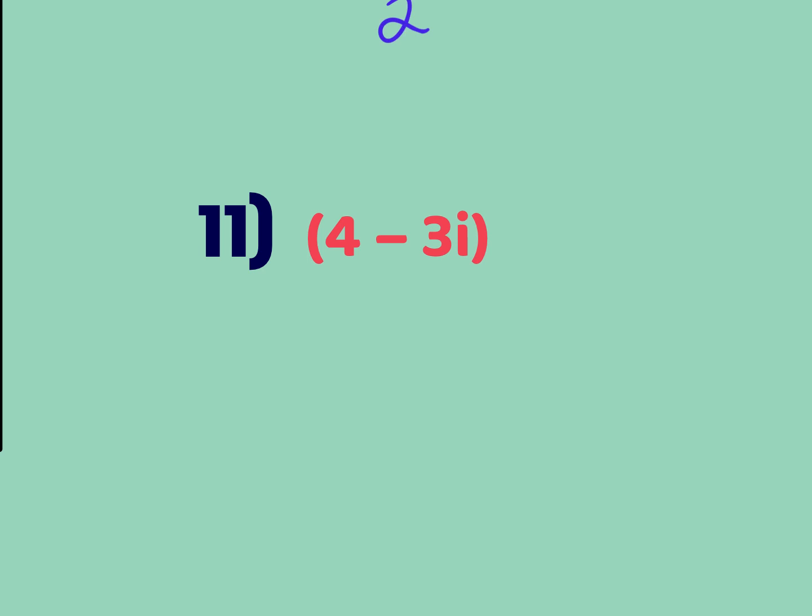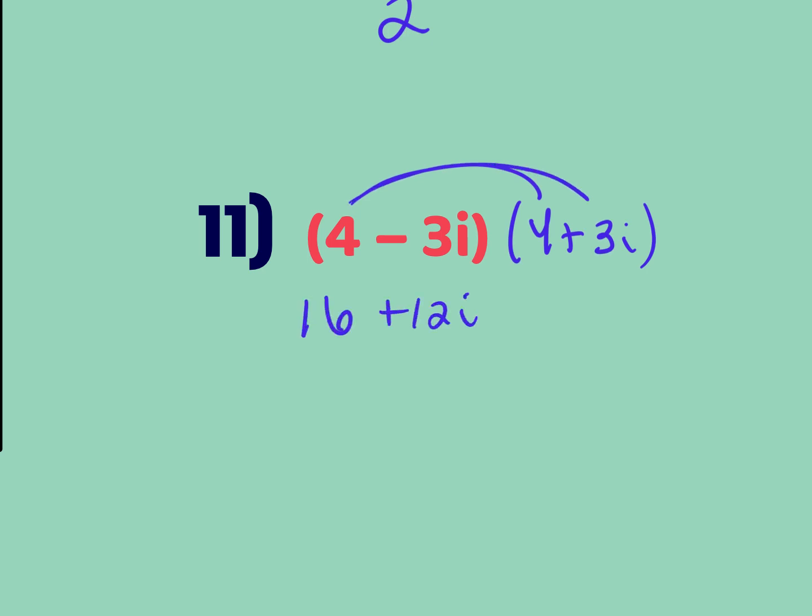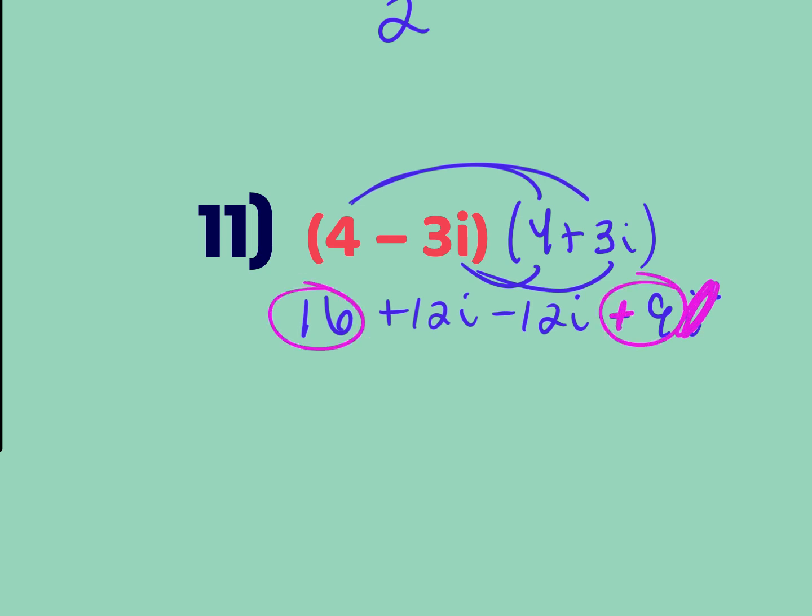Let's look at 11. 4 plus 3i would be our what? Complex conjugate. So I'm going to multiply by 4 plus 3i. So 4 times 4 is 16. 4 times 3i is plus 12i. Negative 3i and 4 is minus 12i. And negative 3i and positive 3i is minus 9i squared. Yeah? Cross off that i squared. Change that sign. So you have 16 plus 9 is 25. And what happens to your 12i's? They cancel.